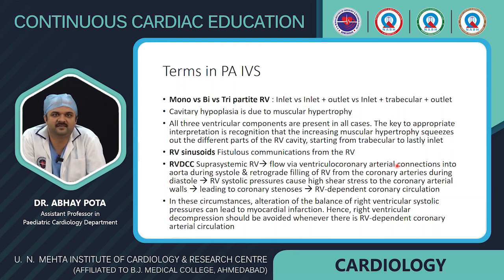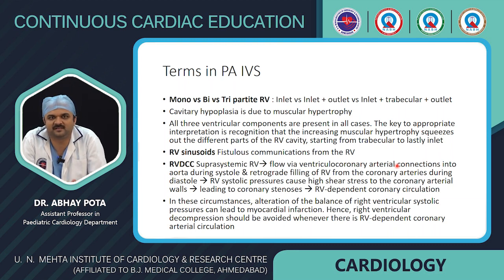Then the second term is RV sinusoids. These sinusoids are basically fistulous communications from the RV. What is RVDCC? Right ventricular dependent coronary circulation. So in PIVS, there will be a suprasystemic RV. So there is flow via ventricular-coronary arterial connections or RV sinusoids into the aorta during systole, and retrograde filling of the RV from coronary arteries during diastole.